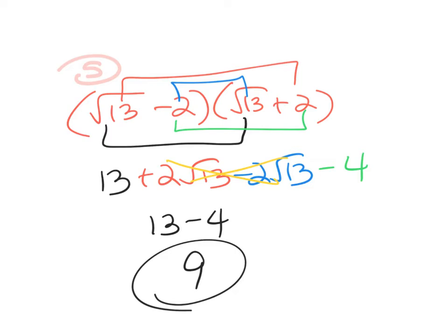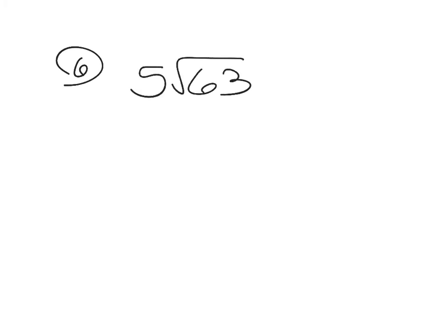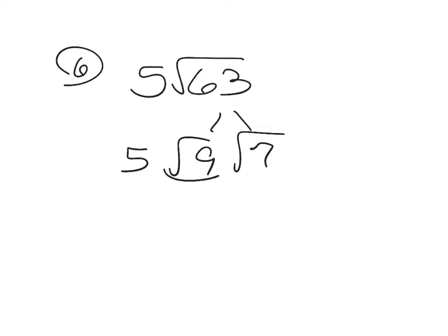Let's try another one. Breaking down a radical. This one is 5 square root 63. Simplify this radical, and again, you would factor the 63. Again, I'm going to jump right to 9 times 7. I know that the square root of 9 is 3. It comes out. 7's not perfect, stays behind.